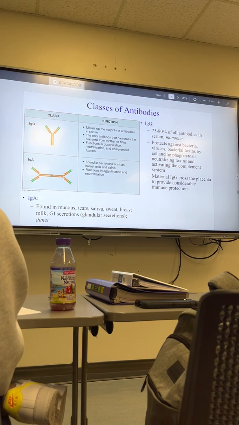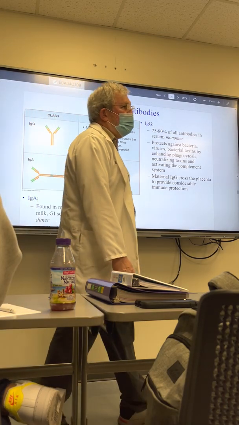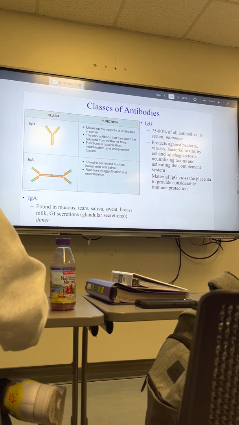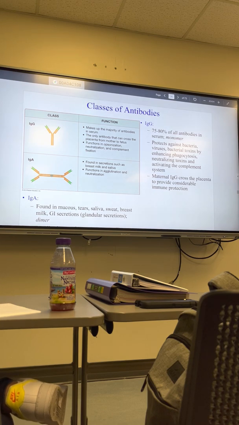Close your eyes, everybody. Between IgA, IgG, IgM, those are the big three. Which of those three can cross the placenta? IgG, you were all correct. IgG is the only one that can cross the placenta. Which of them are going to be found in secretions? IgA. Again, you were all correct. IgA is the only one that's found in secretions.